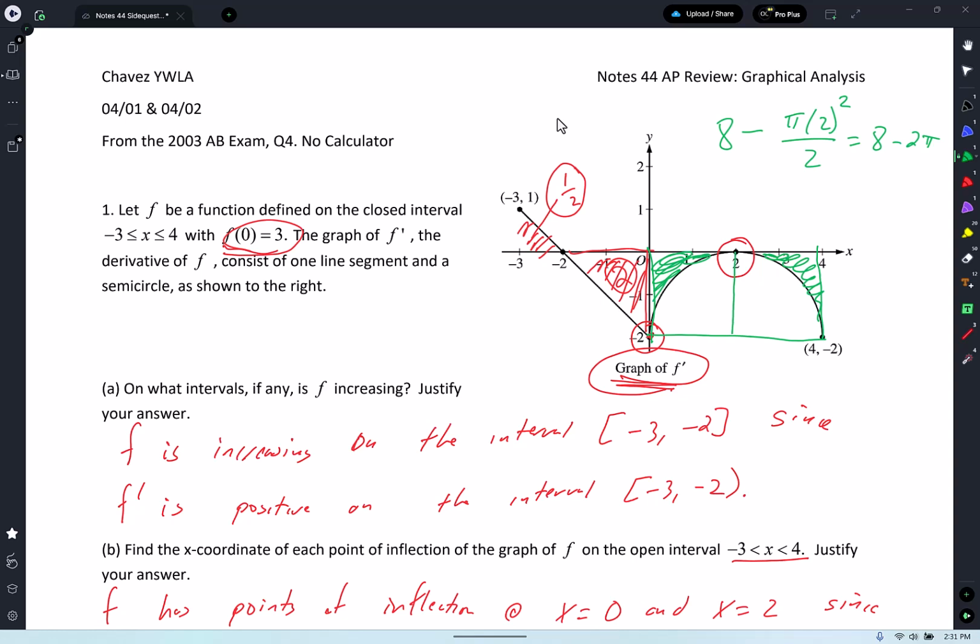Now guys, this time my integral was from 0 to 4. This is below the x-axis. So it's actually, instead of 8 minus 2 pi, the actual area of that green is 2 pi minus 8. Do you guys see that?